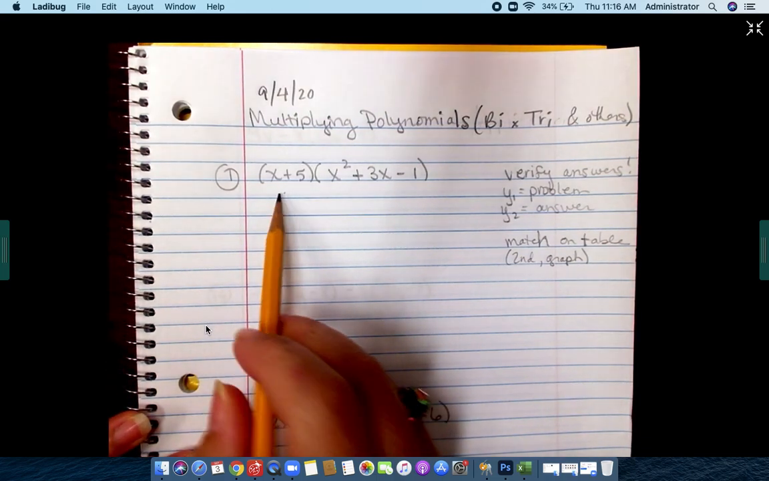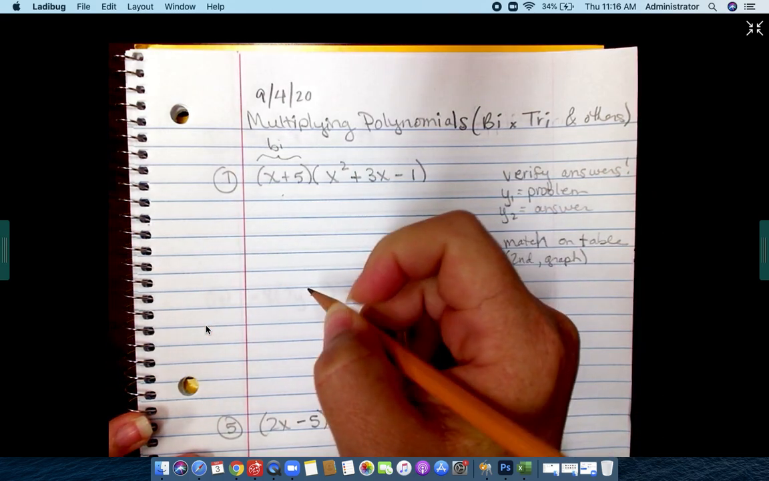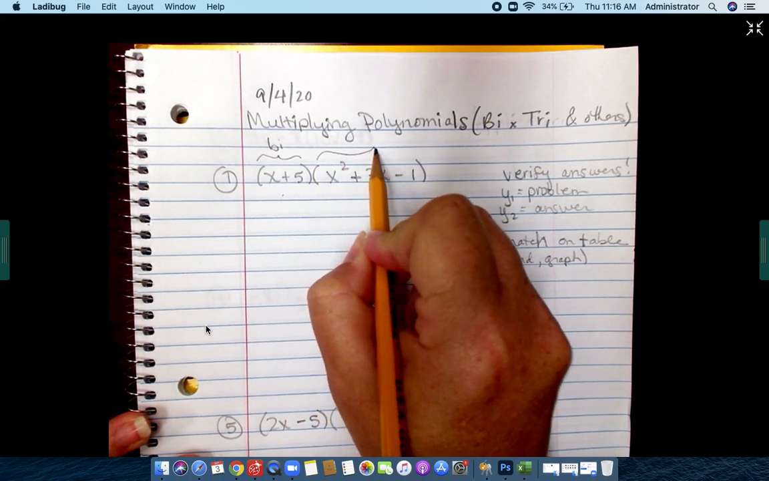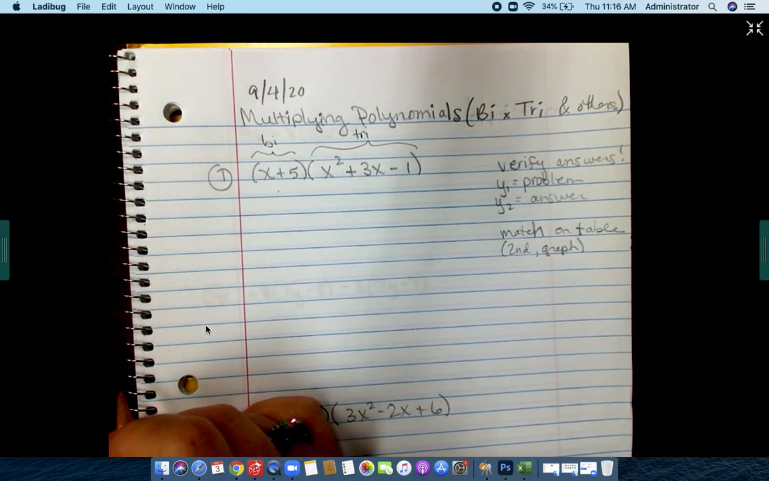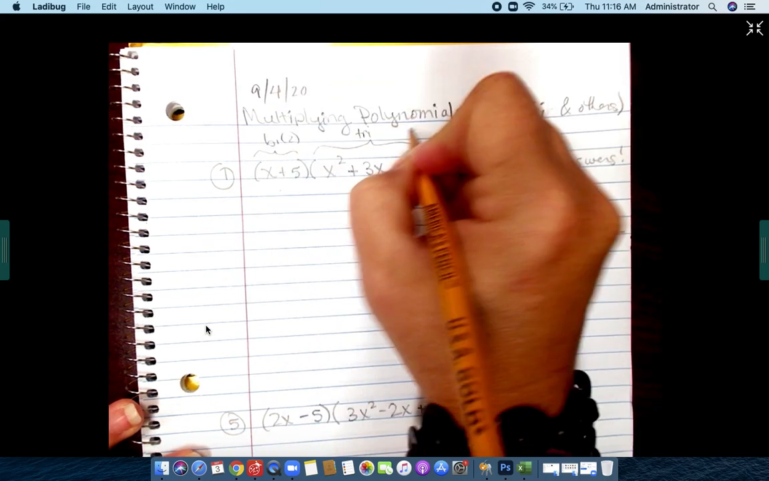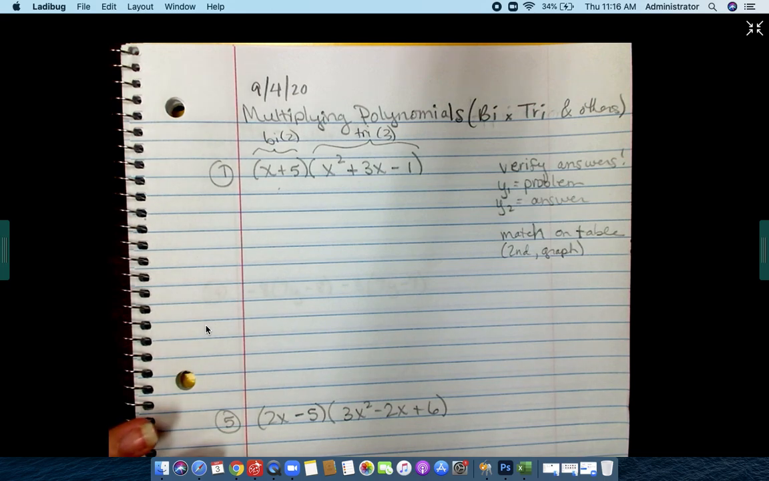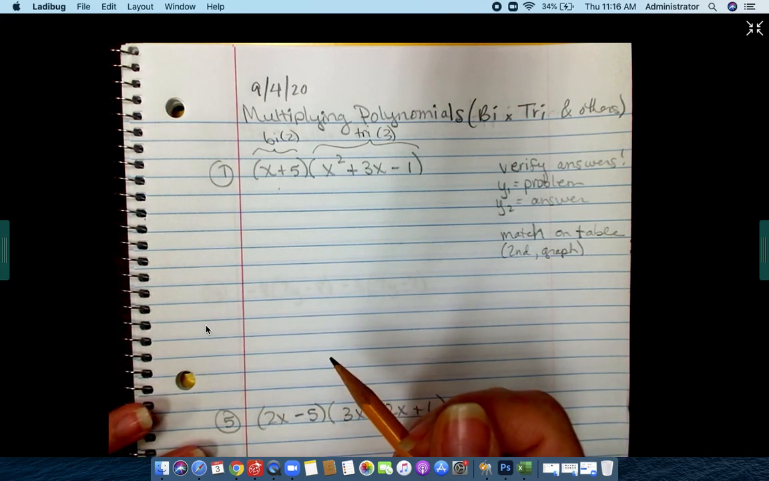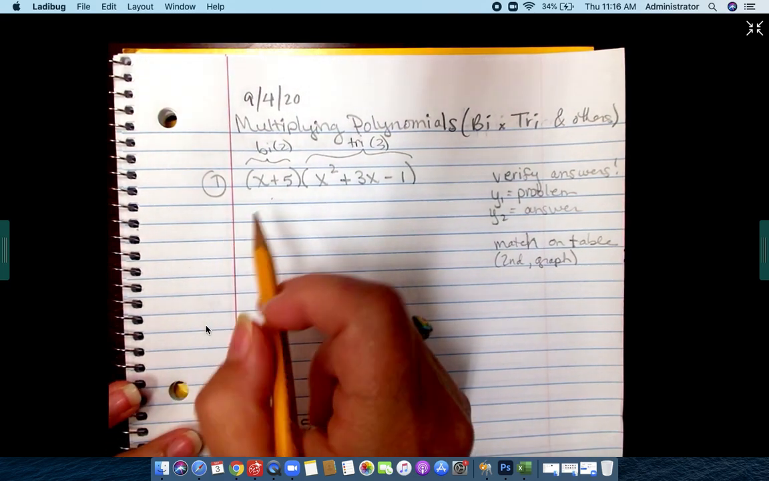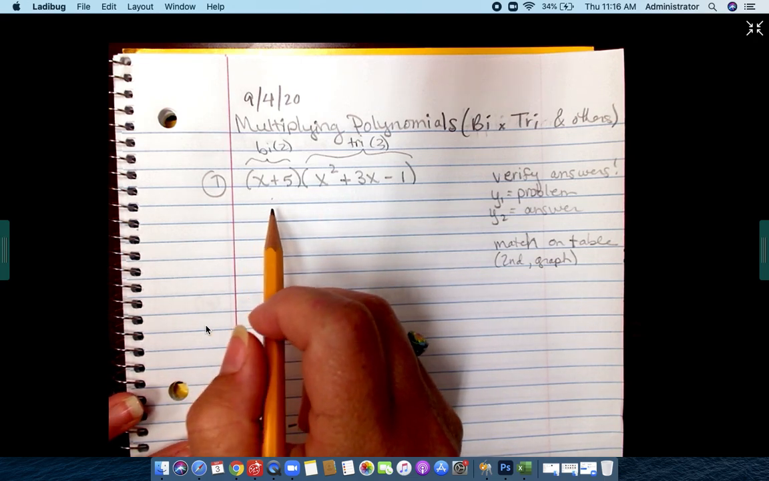So here we have a binomial times a trinomial. It is a binomial because this has two terms. And this is a trinomial. The prefix is tri, which is 3. So bi is 2 terms times 3 terms. There are a couple of ways you can do this, so I'll show you both ways. I use both interchangeably. There's not one that I use more than the other. I'm going to show you first how to use distributive property and then how to use the box method.